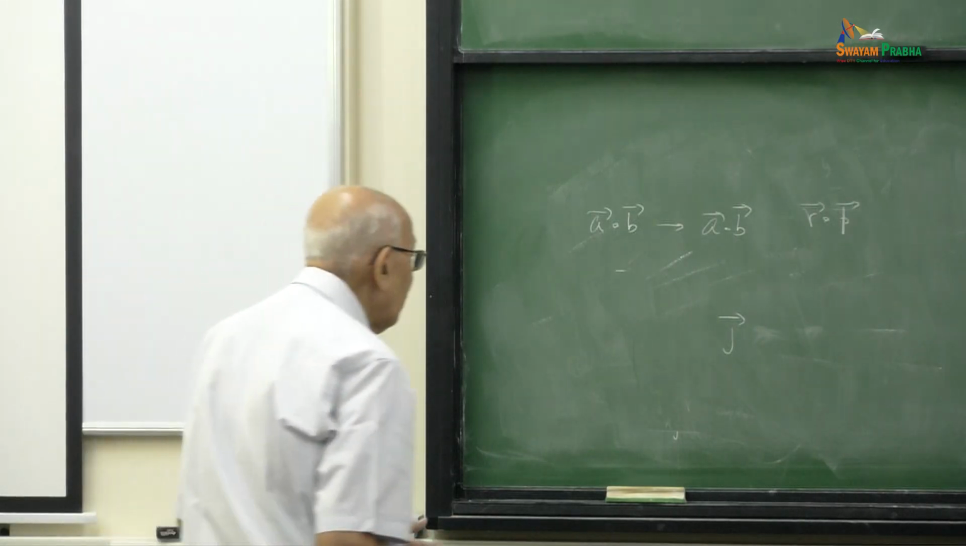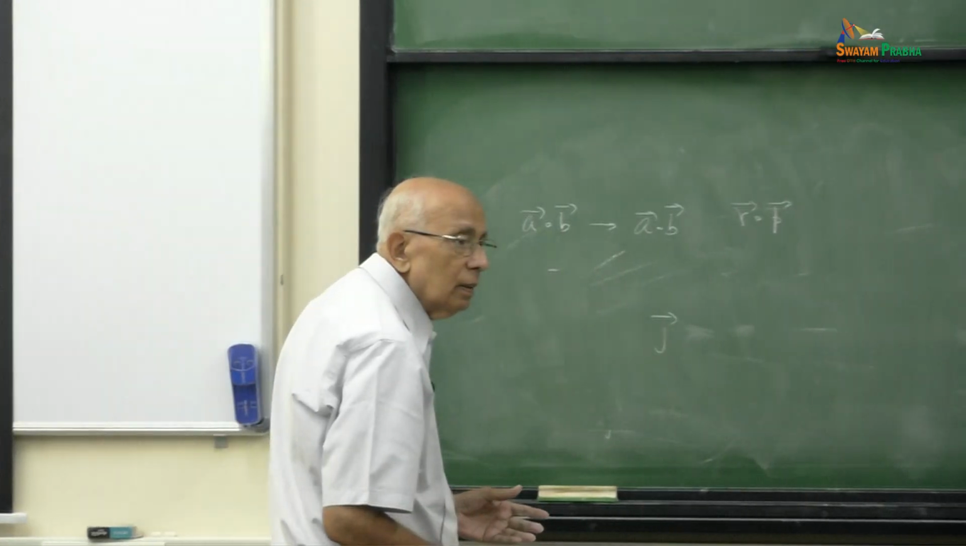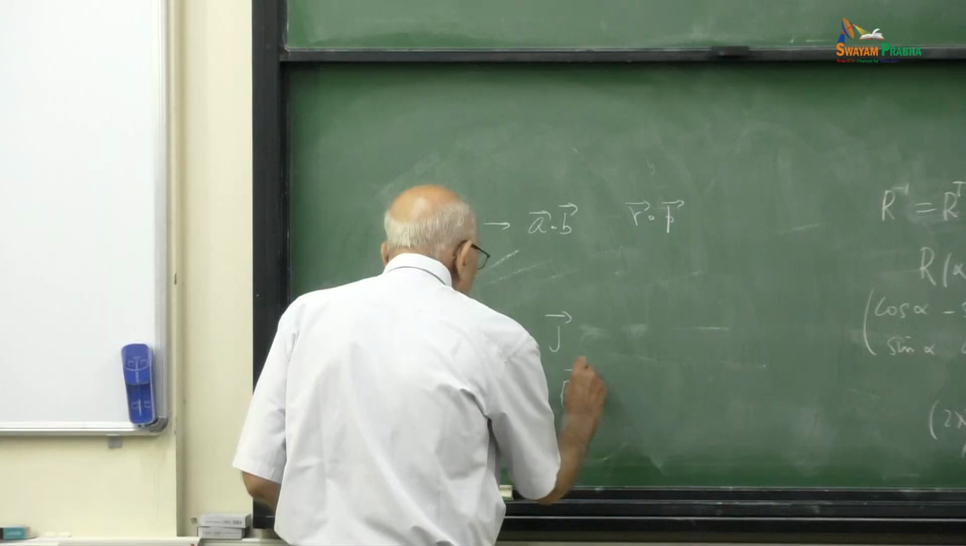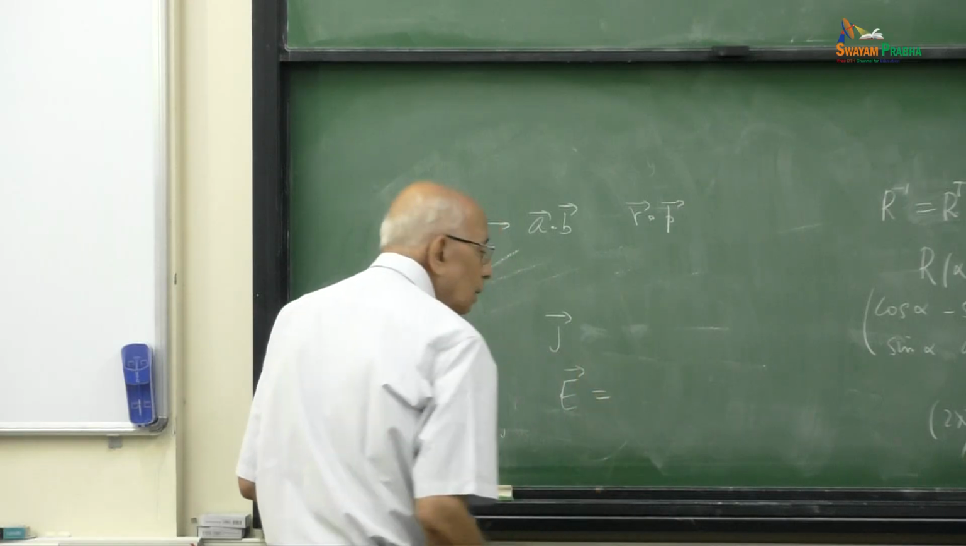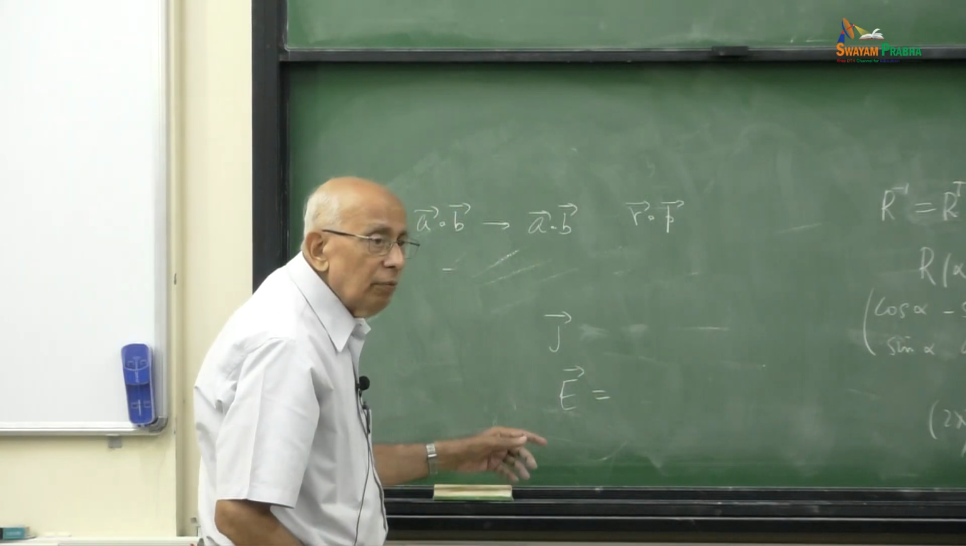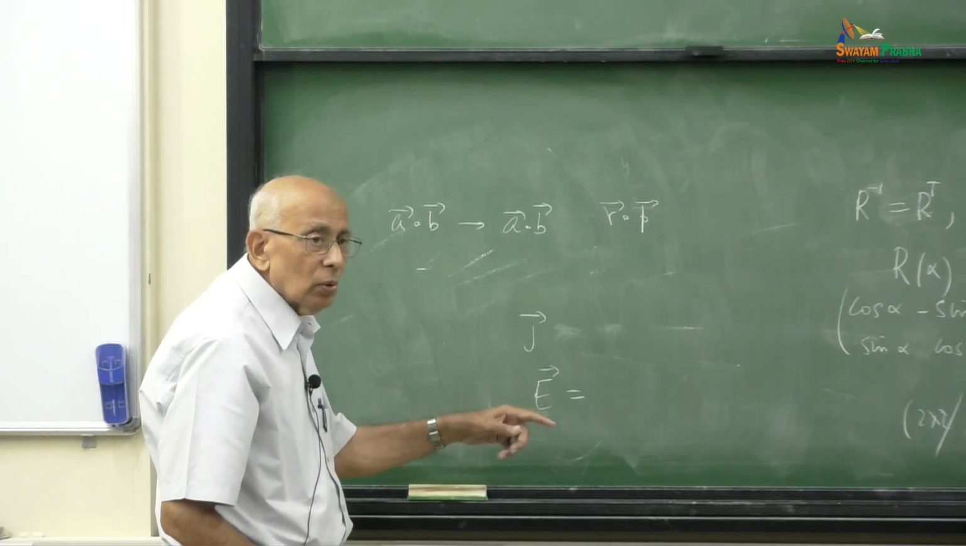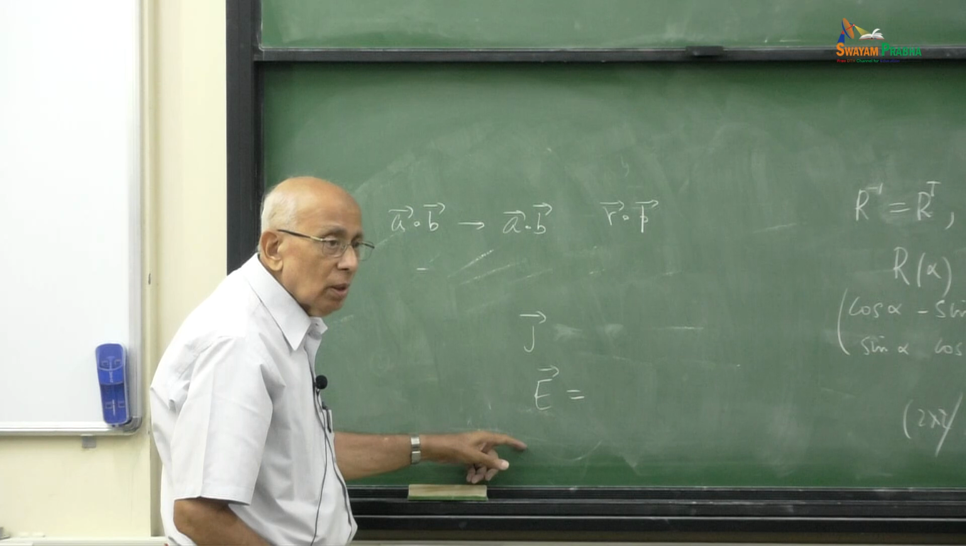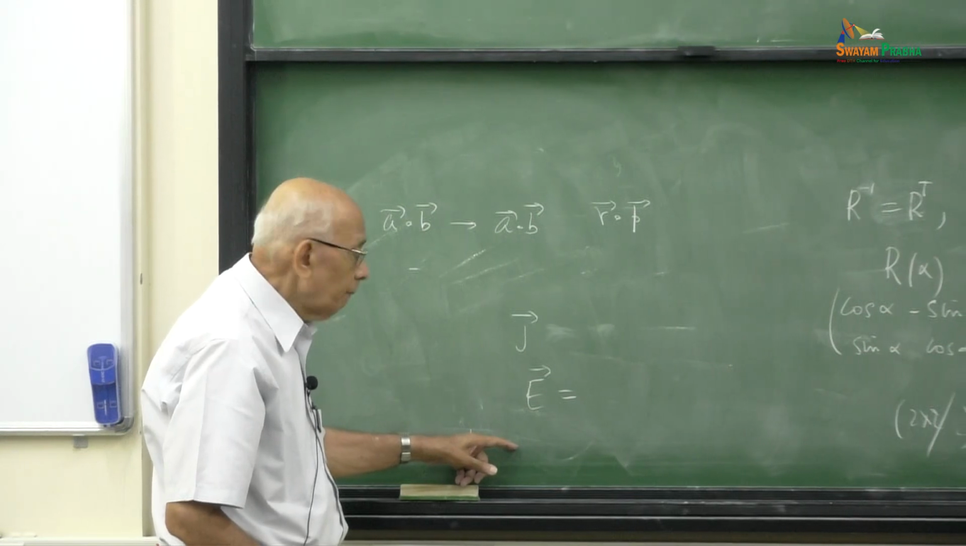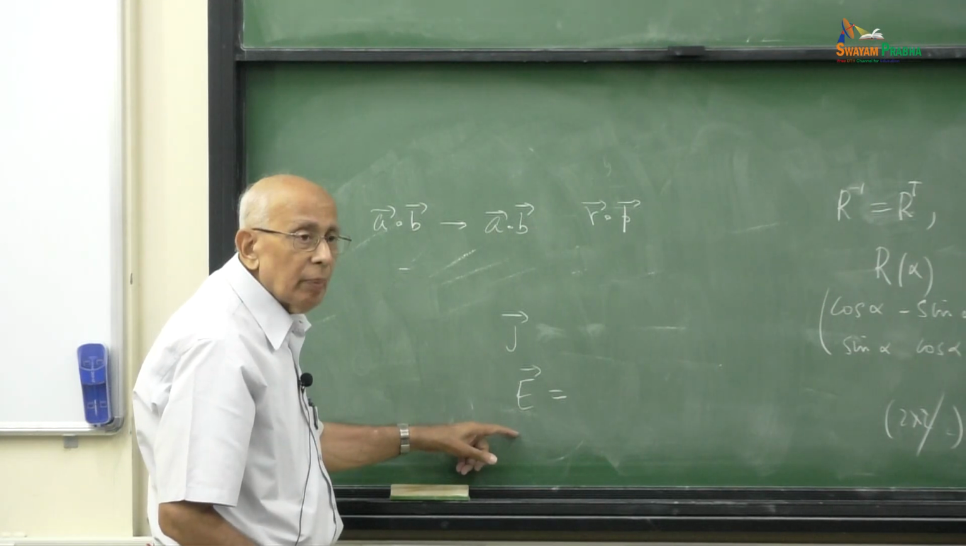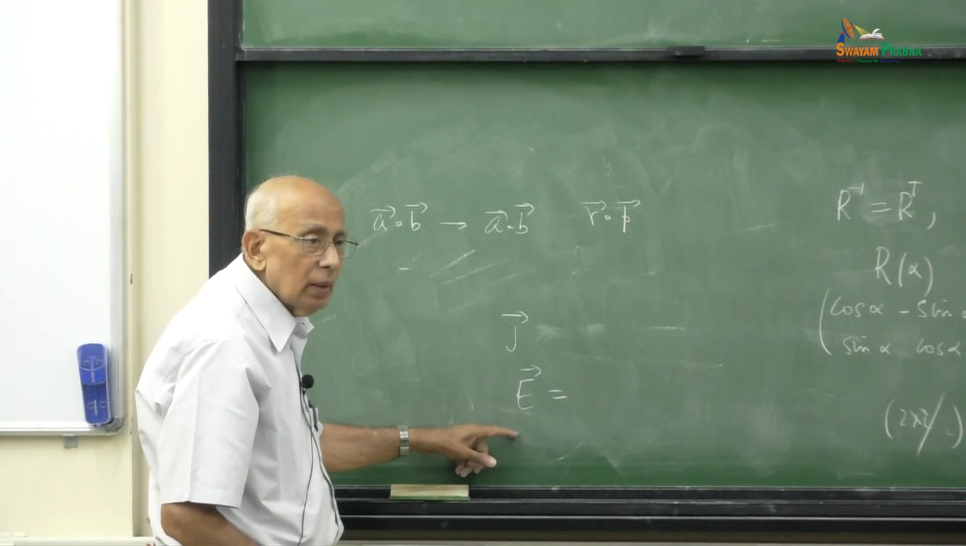What about the electric field? Well, the electric field multiplied by the charge is equal to the force, and the force is an ordinary vector. So this is an ordinary vector called a polar vector. So E changes sign under parity. Agree?